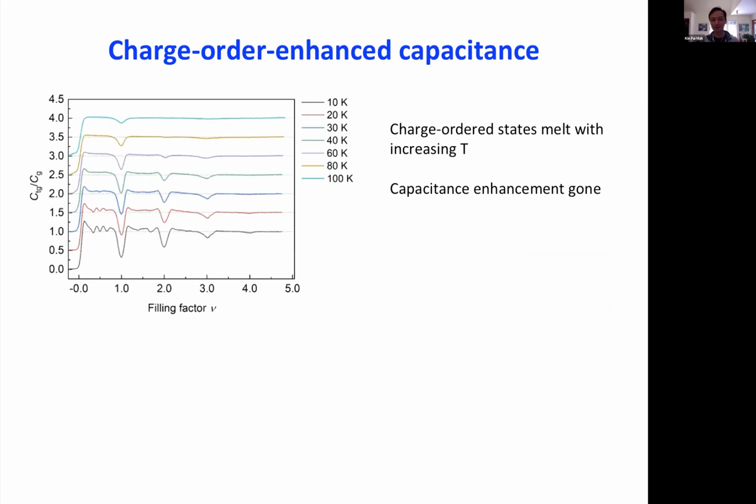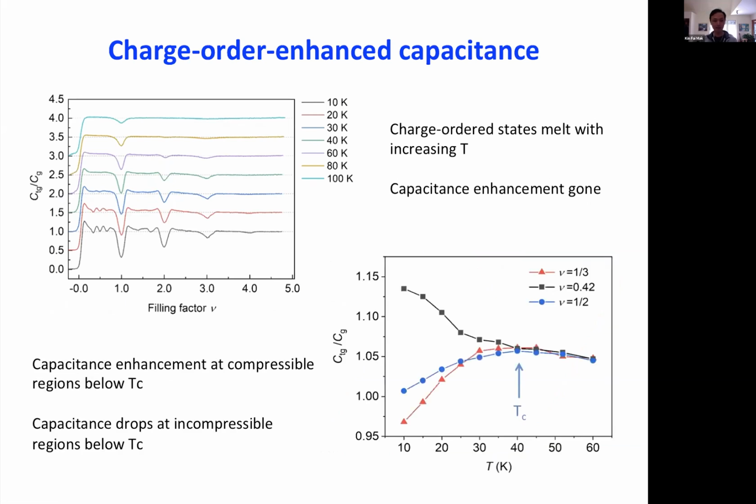Finally, to really show that this is related to charge order, we performed a temperature dependence measurement. And you can see that with increasing temperature, the capacitance enhancement finally disappears. We can also plot the capacitance at specific filling factors as a function of temperature.